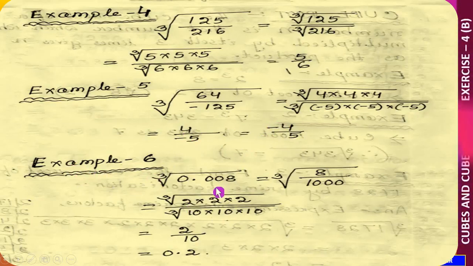Now come to example 6. Cube root of 0.008 equal to cube root of, converting this into a fraction, 8 by 1000. 8 can be written as 2 into 2 into 2, and 1000 can be written as 10 into 10 into 10. Therefore from this triplet we can write 2, and from this triplet we can write 10. So 2 by 10 can be written as 0.2.